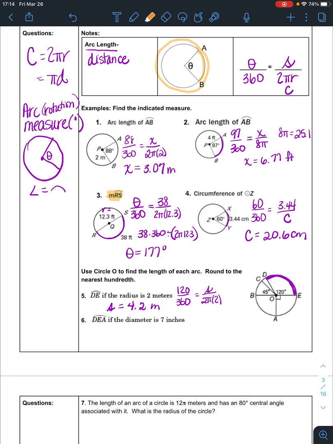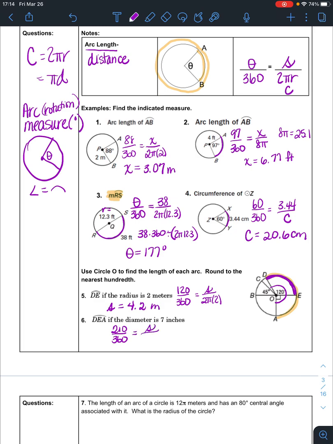So then the next part asks for DEA. DEA is this major arc all the way around. So that would be 120 plus 90. That's 120 plus 90 degrees. So you would have 210 degrees out of 360 degrees.